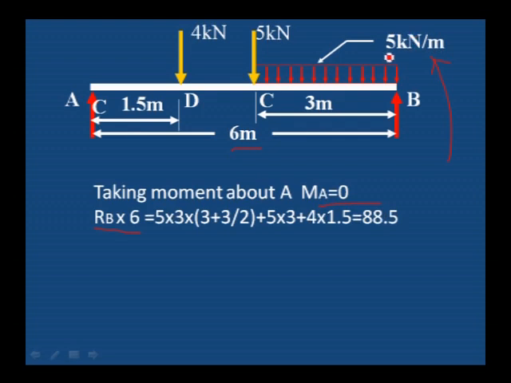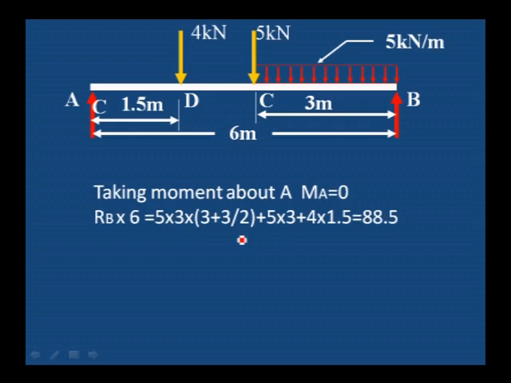The clockwise moment is from the load of 5 kilonewton per meter, which acts at the center of C to B, into the distance from the center point to point A. 5 into 3 is the 15 kilonewton load, and the distance is A to C, 3 meter, because out of the 6 meter span, 3 meter is where the UDL is acting, and the balance is 3 meter. Plus it acts at the center of CB, that is 3 divided by 2. We have to take the distance from the center of the UDL to the point where we require the moment.